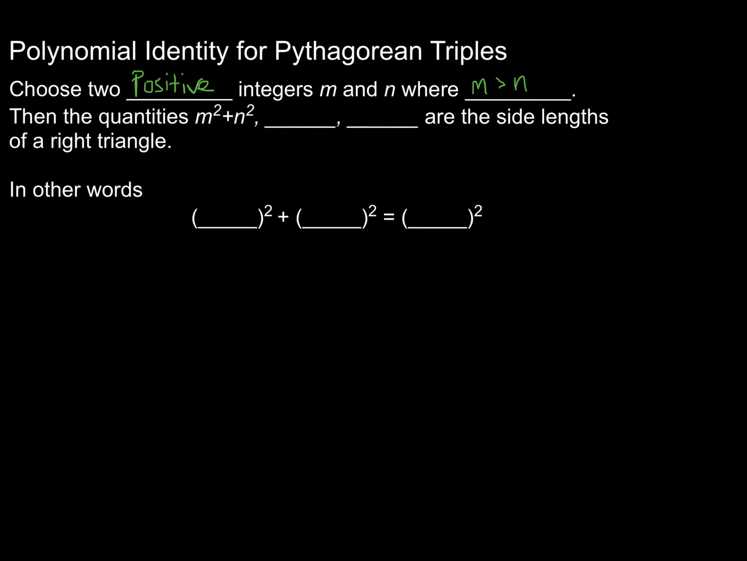And if this was the case, then the quantity m squared plus n squared, that of course represented the greatest side length, or the hypotenuse. And then the other quantities were the difference of the squares, and then twice the product, or 2 times m times n. And those are going to be the side lengths of the right triangle. And then another way of saying that is simply utilizing the Pythagorean identity to say that if we take the two smaller side lengths and square them, then that will be equal to the square of the greater side length.